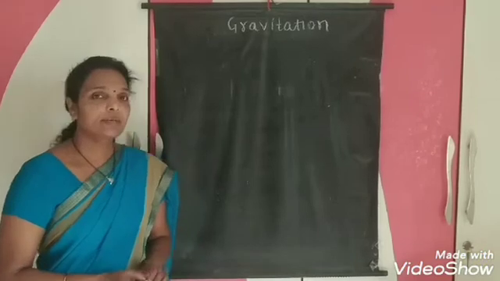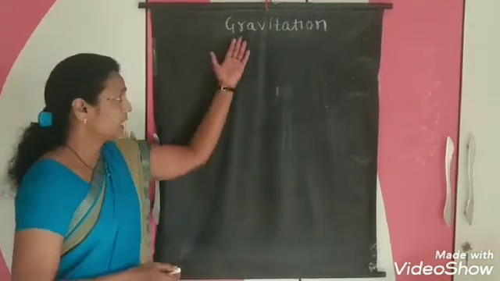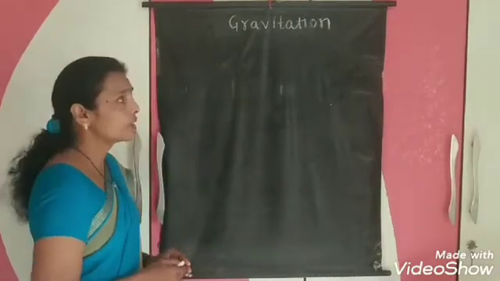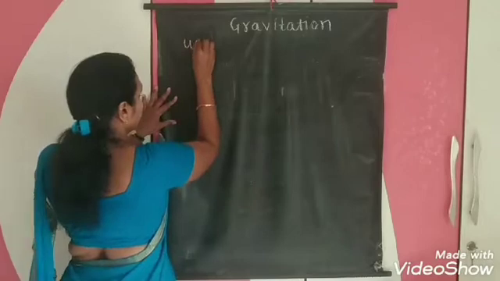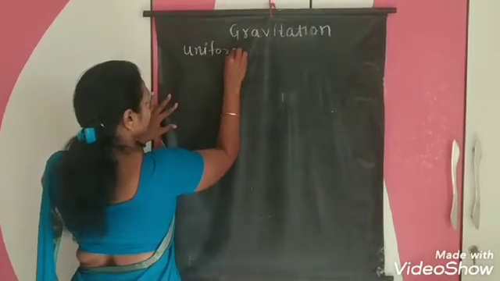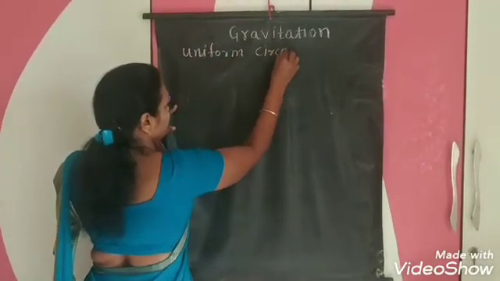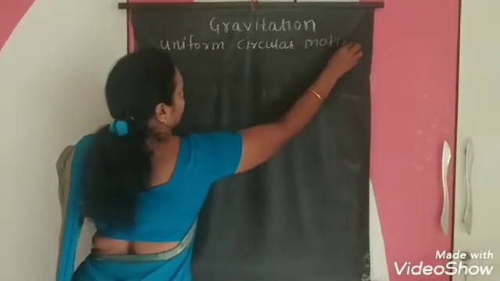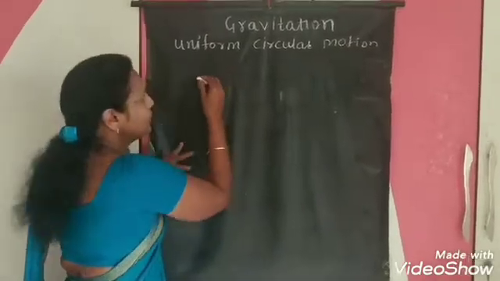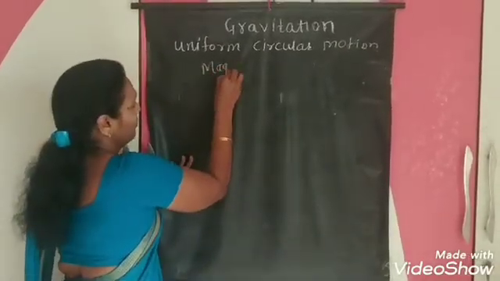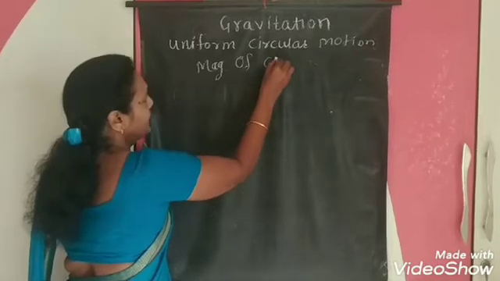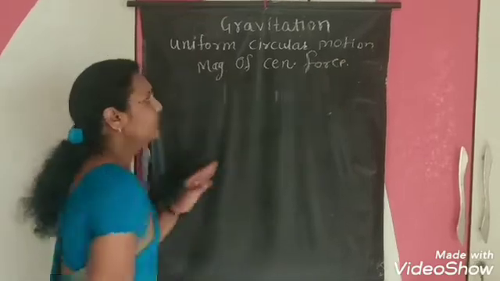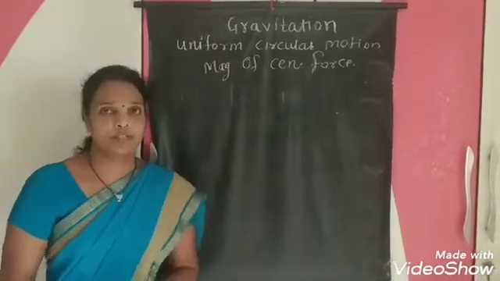Last time we completed Kepler's laws from gravitation. Now the next points are uniform circular motion and the magnitude of centripetal force. Today we will learn these two points.